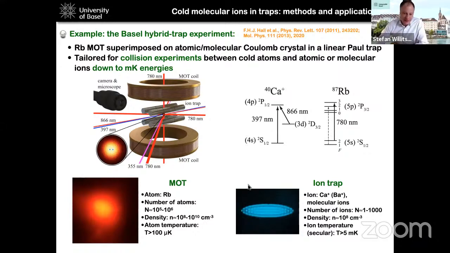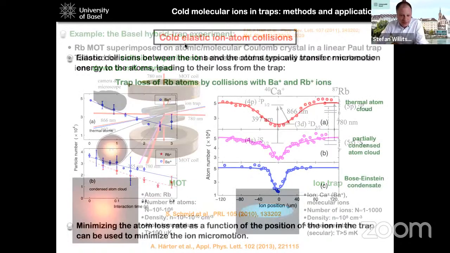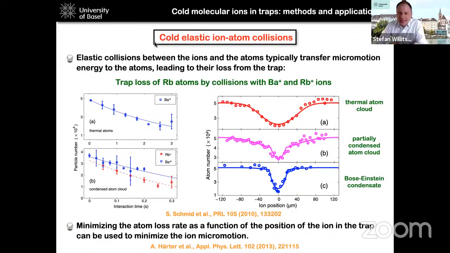Okay, so I would now like to talk about a few examples of processes that one can study in these experiments. And it turned out that there's a rich collision physics, and also chemistry, as a matter of fact, that one can observe in these experiments. So let's start with a few simple things. Let's talk about elastic collisions between the ions and the atoms in such an experiment.